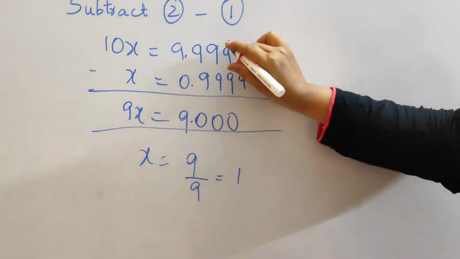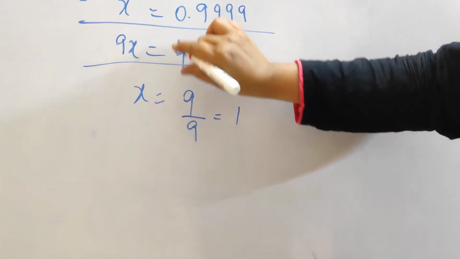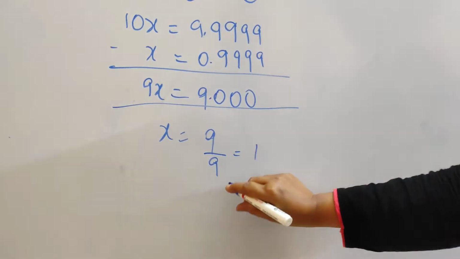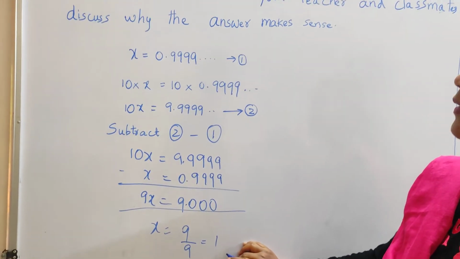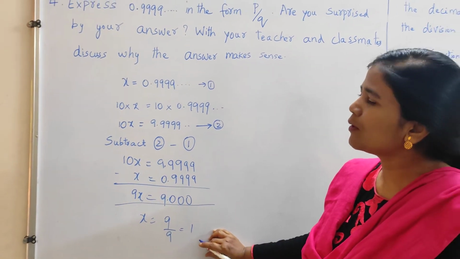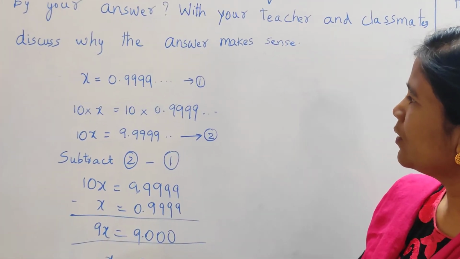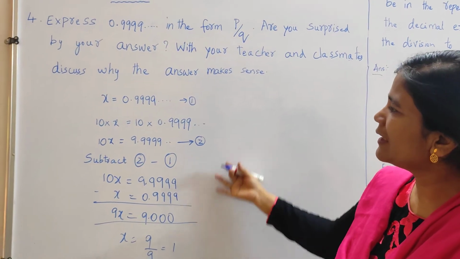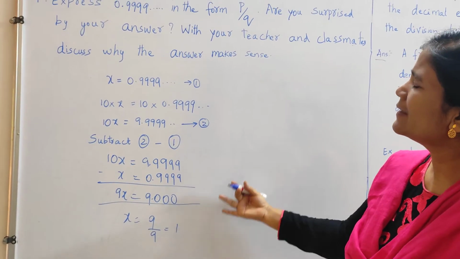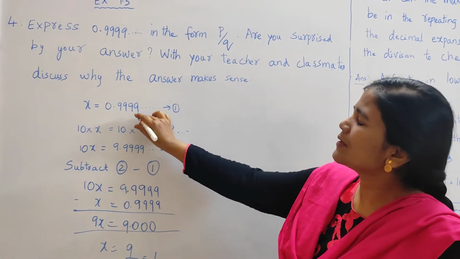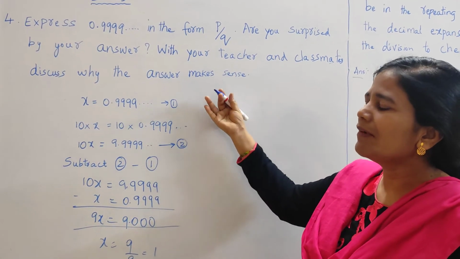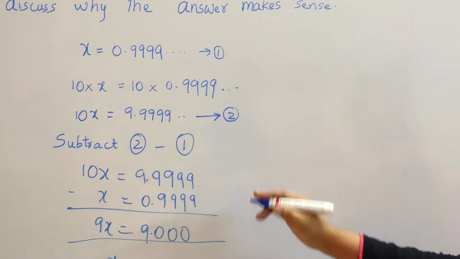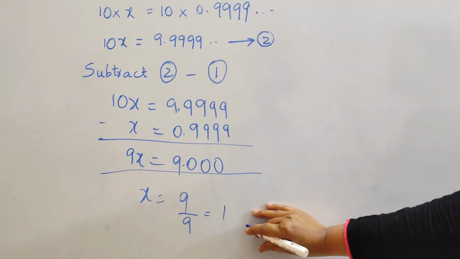9 minus 9, 9 minus 9, all this becomes 0. 9 minus 0 is 9. 9x is equal to 9 you get. So x is equal to 9 by 9, that is 1. So exactly what did you get? x is equal to 1. So the value of x is 1. This is how we did it the mathematical way. Generally we can say x is equal to 0.999... is nothing but, when we round off, it is 1. So in general also we can say it is 1, and mathematically we can prove x is equal to 1.